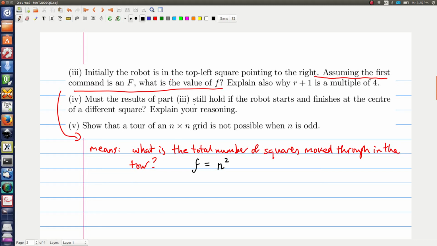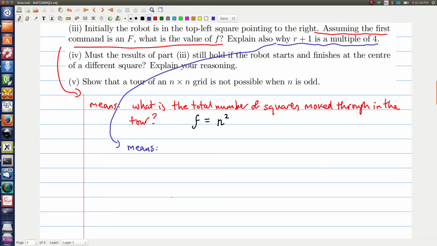Now what about, why is r plus 1 a multiple of 4? So remember, what is little r? Little r is the number of rotations. So let's write this again in English. What is the number of rotations? Well, let's be specific. Number of 90 degree clockwise rotations in the whole tour.